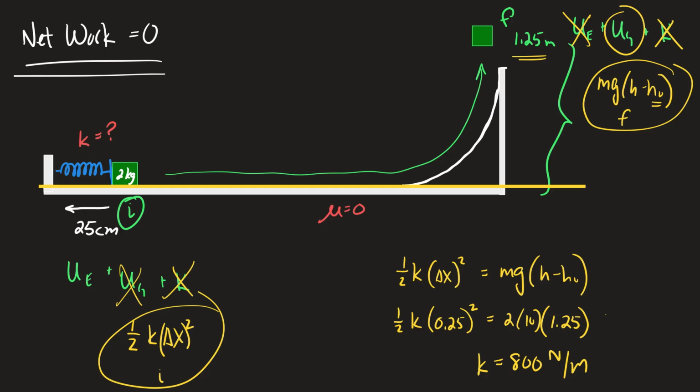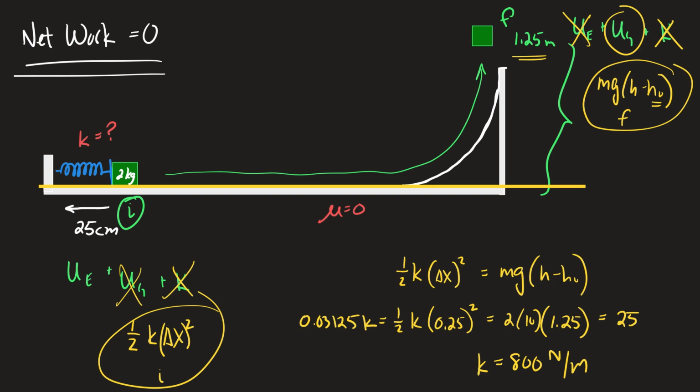Well, when I multiply this side all together, 2 times 10 times 1.25, I get 25. And then this side, it's 0.5 times 0.25 squared. And that gave me 0.03125 times k. So when I do 25 divided by 0.03125, I get 800. Does that make sense? Yeah. Okay.